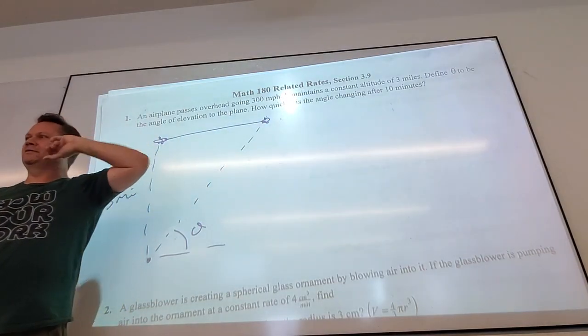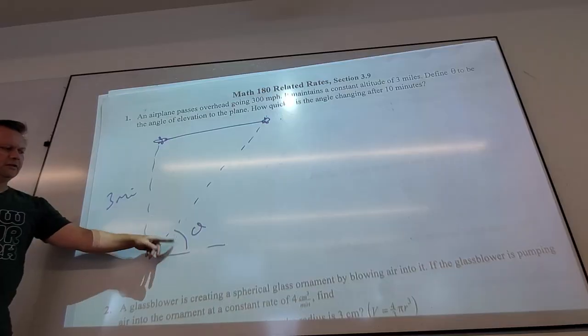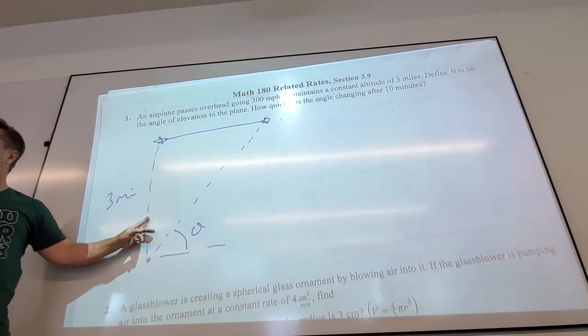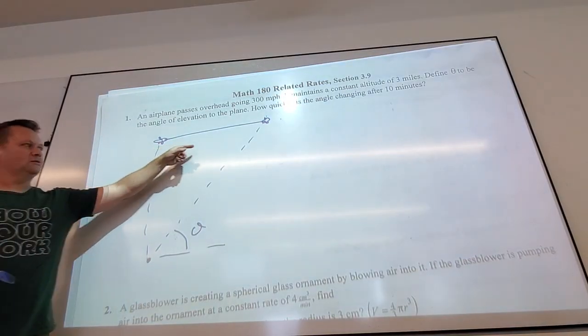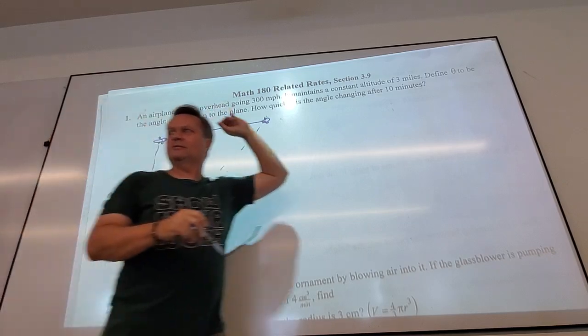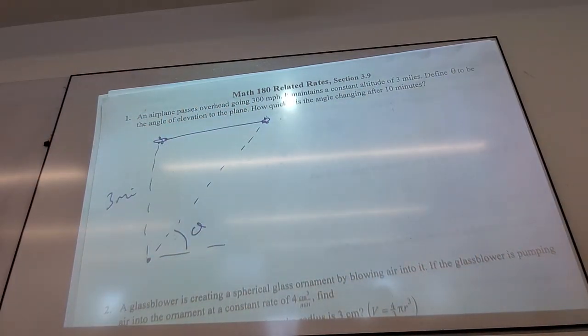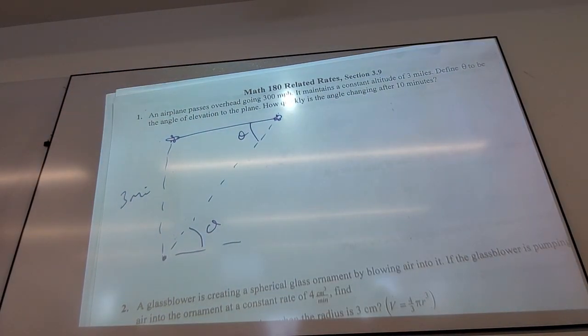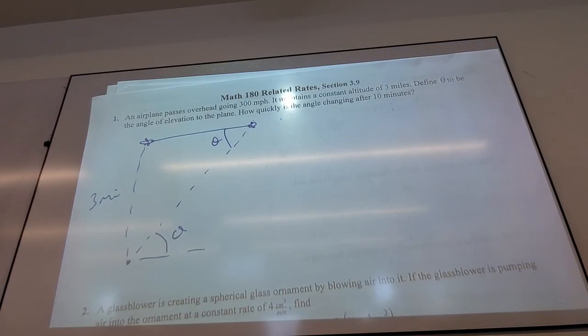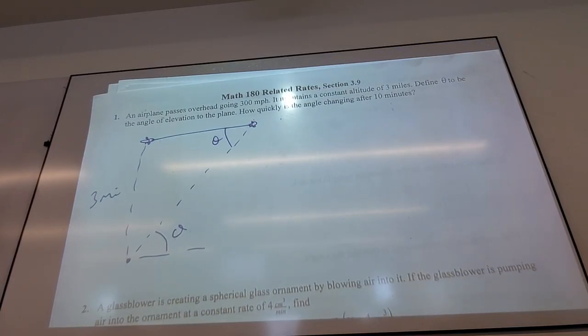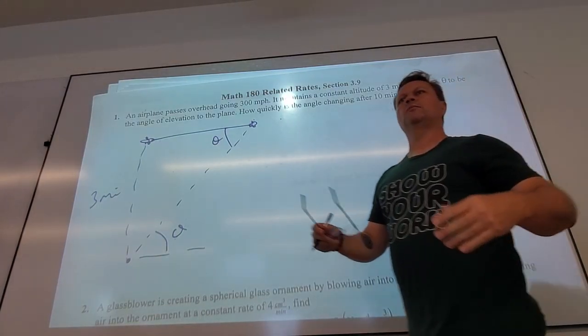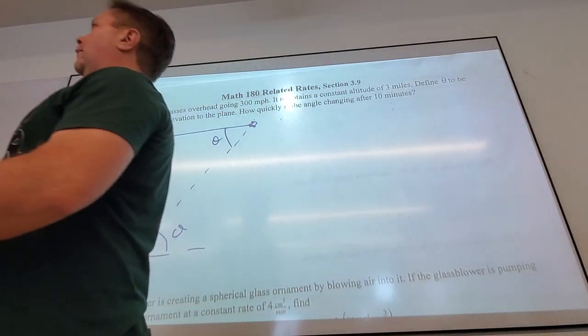Alternate interior, yes? What do these two have to be? They have to be 90, yes. And then that is 90, so therefore that's got to be theta. Okay. So now I've got this contained triangle. And we've got variables. This problem told you what variable to use. Most problems won't. You have to pick your own variables.